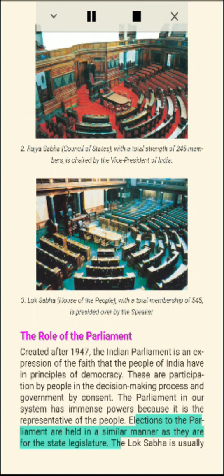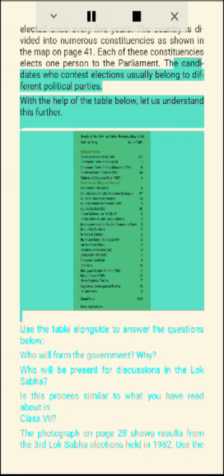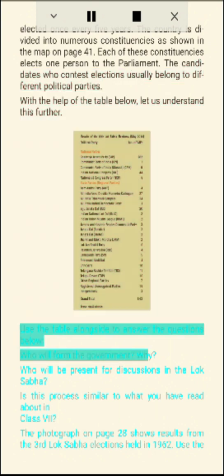Elections to the Parliament are held in a similar manner as they are for the state legislature. The Lok Sabha is usually elected once every 5 years. The country is divided into numerous constituencies as shown in the map on page 41. Each of these constituencies elects one person to the Parliament. The candidates who contest elections usually belong to different political parties.